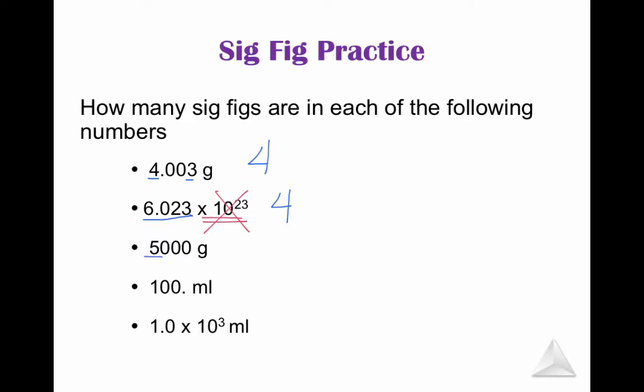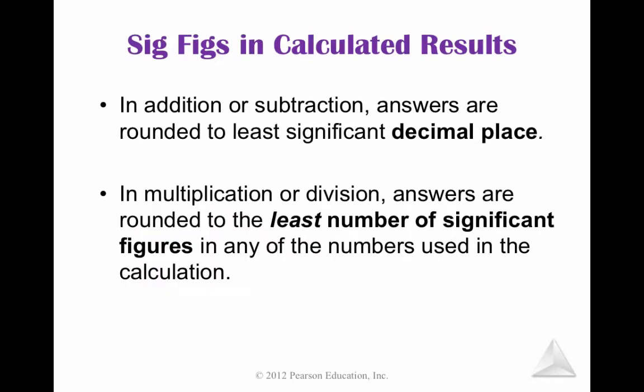In the third one, we have 5,000. Okay, so this 5 is significant, but because these trailing zeros don't have a decimal place, they're not significant, so it's just 1. The next one, we have a decimal, so that is 3. And then same thing in the last one. We have a decimal. Remember, ignore the times 10. So that's 2.